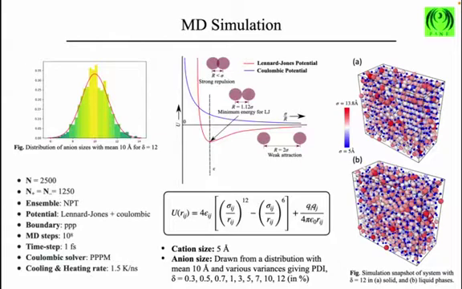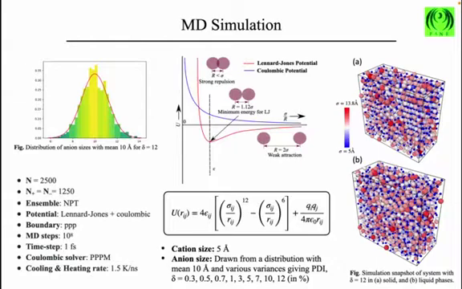The units are set in real units, and the size of cations is set at 5 angstrom, whereas the anion size is drawn from a normal distribution with mean 10 angstrom. That means that we have a polydispersity in the size of the anions. Here given in the figure on the top left is the distribution of anion size for the polydispersity index 12.